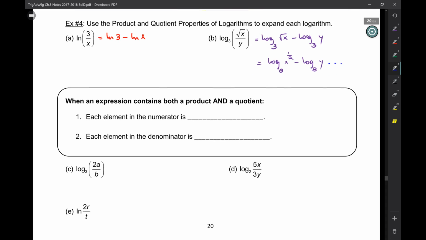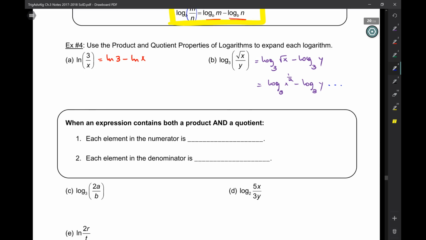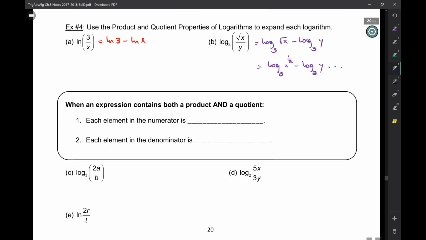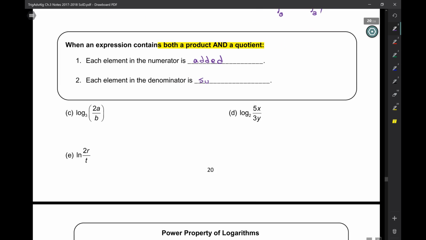So, okay, this is too boring now because you're either just multiplying or just dividing. Well, what if there is an expression that contains multiplication and division? Oh my gosh, what do you do, right? So if it contains both a product and a quotient, here it is. Each element that is in the numerator is added, and each element in the denominator will be what? Subtracted.